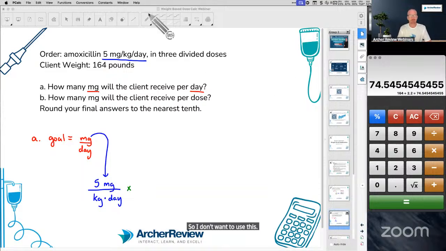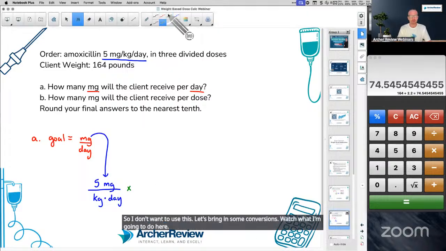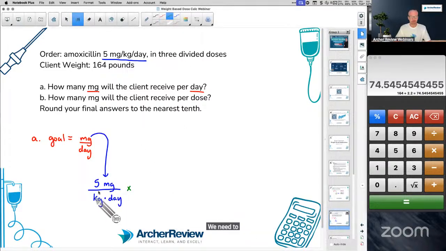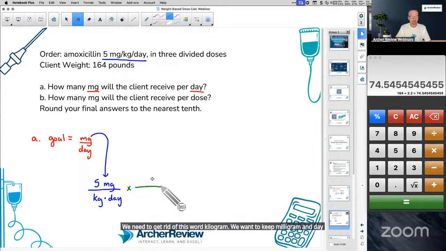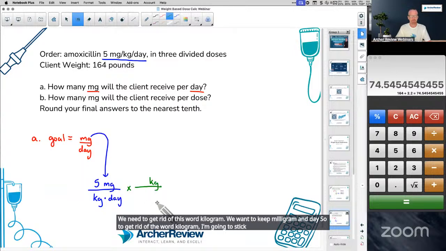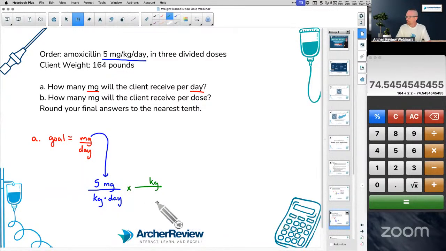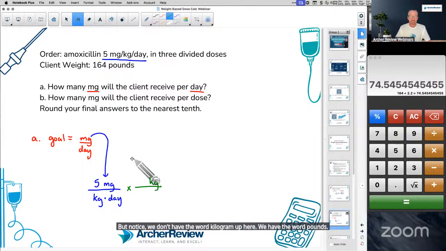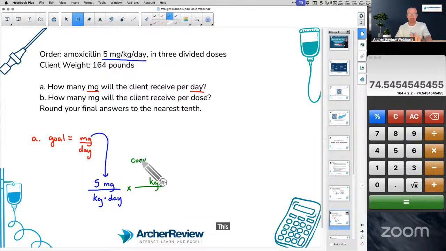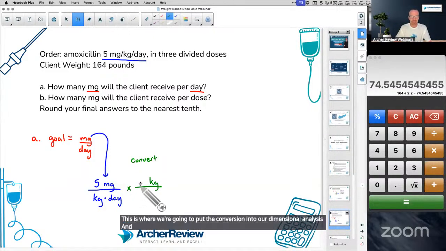Let's bring in some conversions. Watch what I'm going to do here. We need to get rid of this word kilogram. We want to keep milligram and day. So, to get rid of the word kilogram, I'm going to stick it at the top. But notice we don't have the word kilogram up here. We have the word pounds. This is where we're not doing math. I'm not going to do any math yet, y'all. This is where we're going to put the conversion into our dimensional analysis, and we'll worry about the math later.